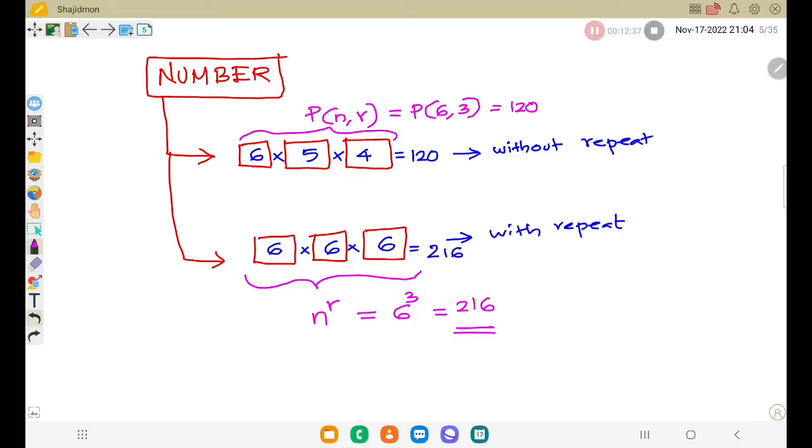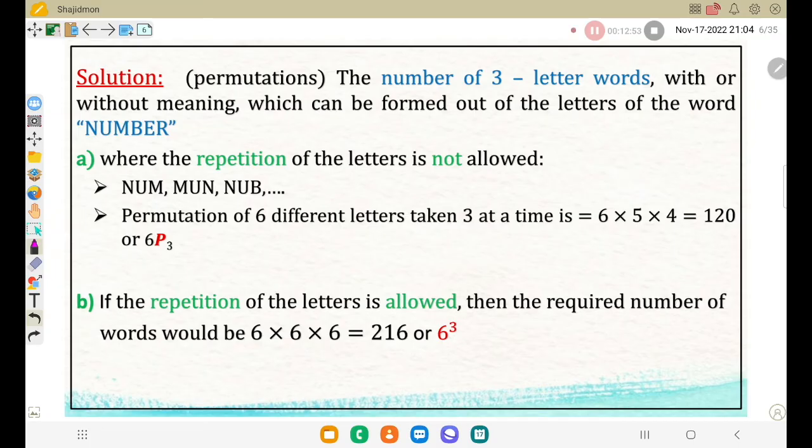So this is the idea of the first question: with repetition and without repetition, how many ways can we arrange a 3-letter word, correct? All the letters we are not taking, 3 letters we are taking. So this is the answer for that one. Here I have given the solution for your reading, how many words we can create. First one is 120 and second one is 216, when repetition is allowed.